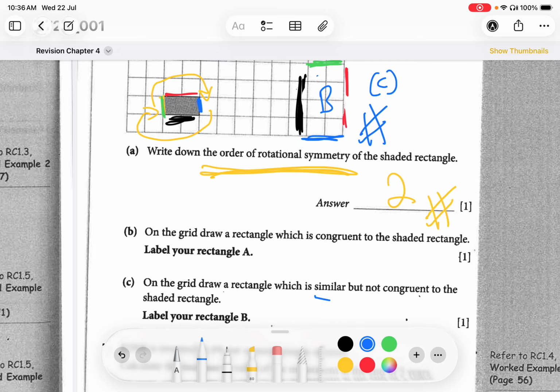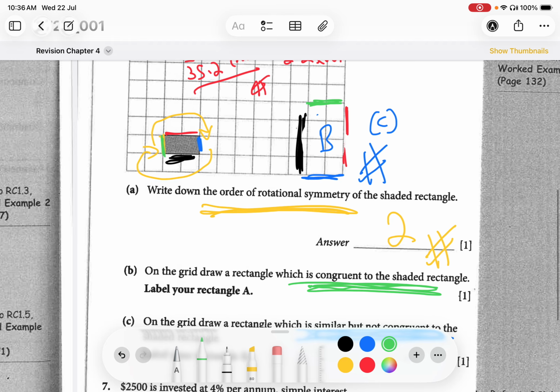So it is similar but not congruent. So if you want similar and you want congruent, right, which is the same. Basically, it's the same. You just draw a same one like this. This is your triangle A. This for B.